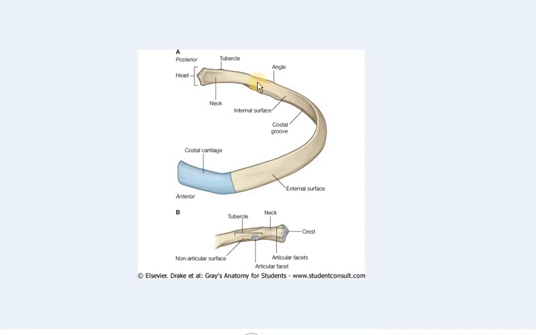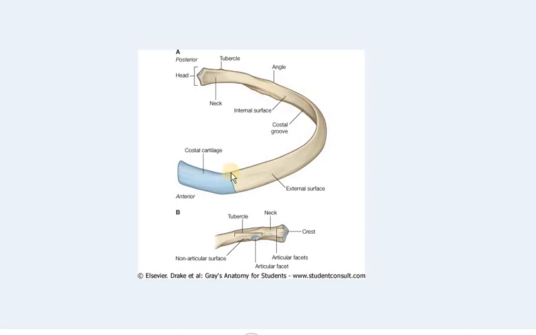Now students, please pay attention to the inner surface of the rib. You can see that on the inner surface, just near to the inferior border, there is a groove which is called the costal groove. This costal groove contains the neurovascular bundle, means the posterior intercostal artery and posterior intercostal vein, and the intercostal nerves. So this neurovascular bundle lies in the costal groove.